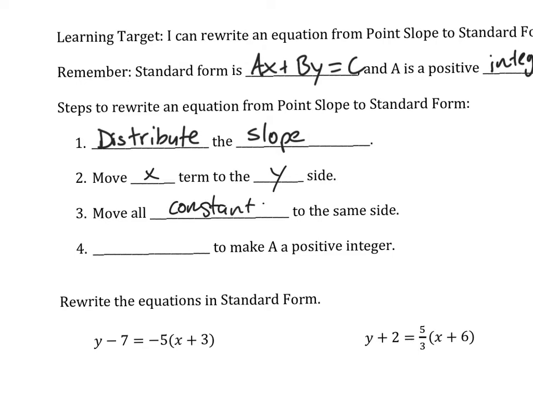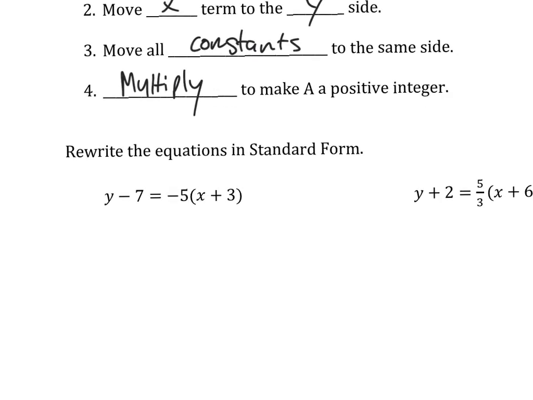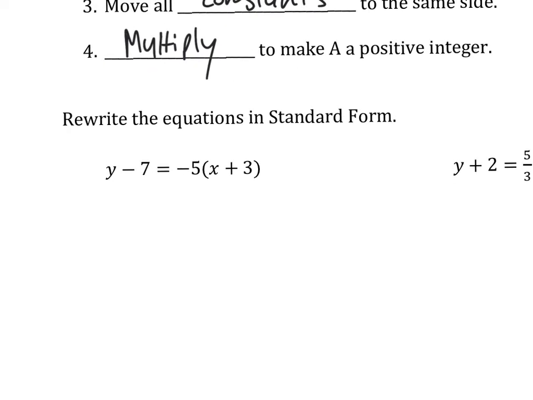All the constants to the same side. And finally, we want to multiply to make a positive integer. Okay, and I'll show you an example of how we will do that. Right? So let's rewrite these equations in standard form by following our steps.